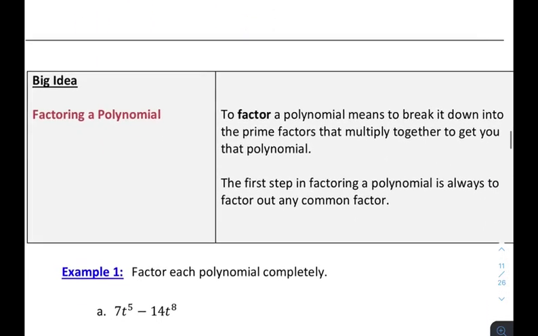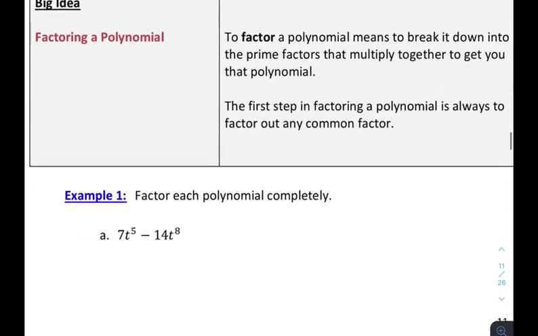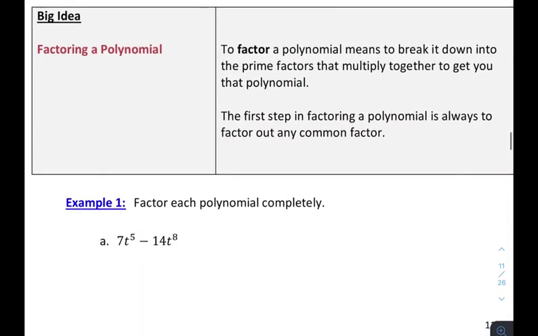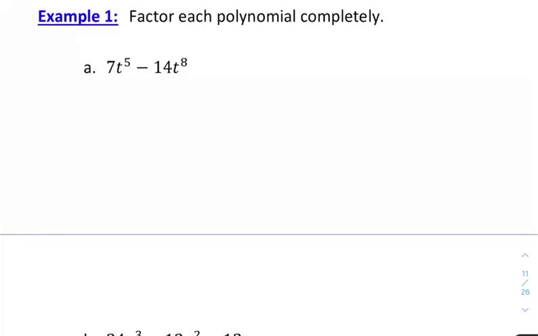So when I'm factoring a polynomial, that means I'm breaking it down into factors that multiply together to get you your original polynomial. Factoring it all the way means I'm breaking it down into prime factors that multiply together to get you my original. When I'm factoring a polynomial, I always want to factor out that greatest common factor first. So let's factor this one.